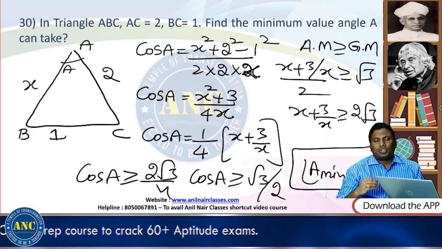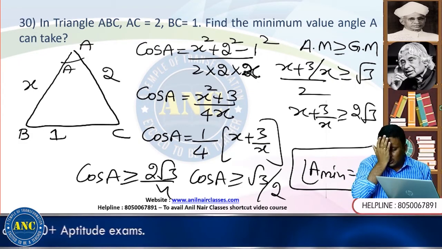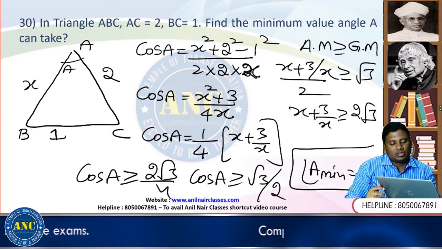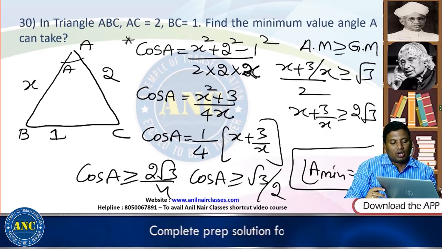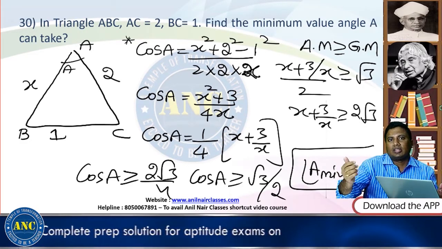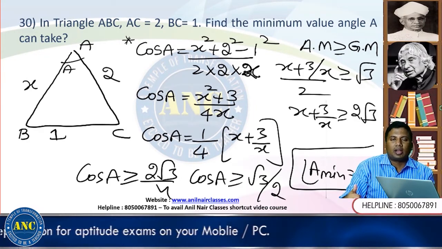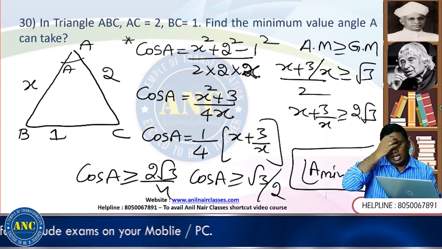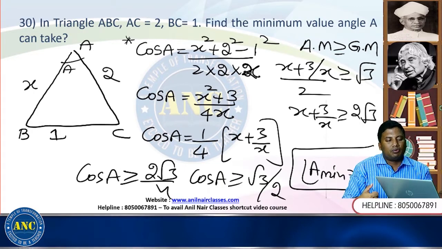Another beautiful question. By using the cosine ratio, you can find the answers very fast. I think this cosine rule is something you already know. Cos theta is the sum of the squares of the sides minus the square of the side opposite to it, divided by 2 into the product of the sides where the angle is formed. Cos A is x square plus 3 over 4x.